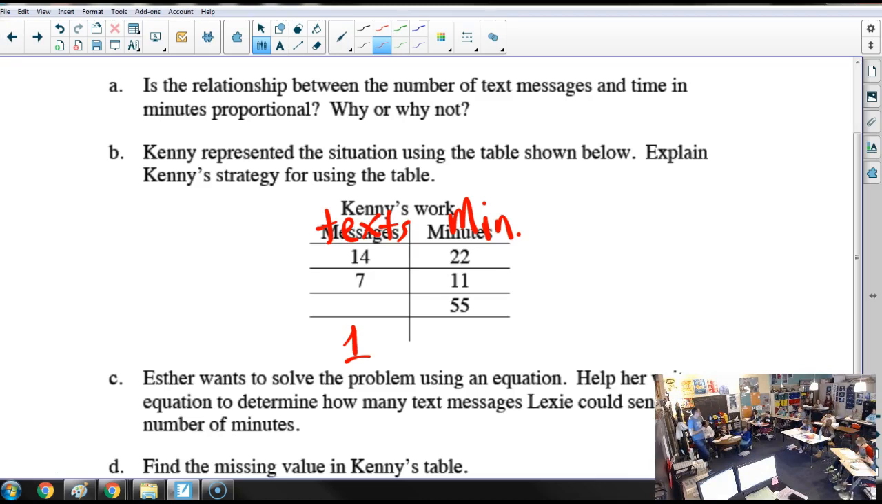Morgan! Since you guys look like you're having a fun conversation back there, how could I figure out what goes in this empty box? Well, what you can do first is figure out how you got 14 and 22 and 7 and 11. And then what you're going to need to do next is 22 divided by 14 to get your answer.